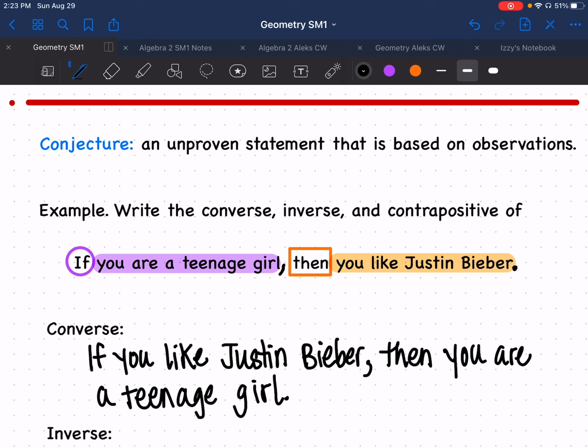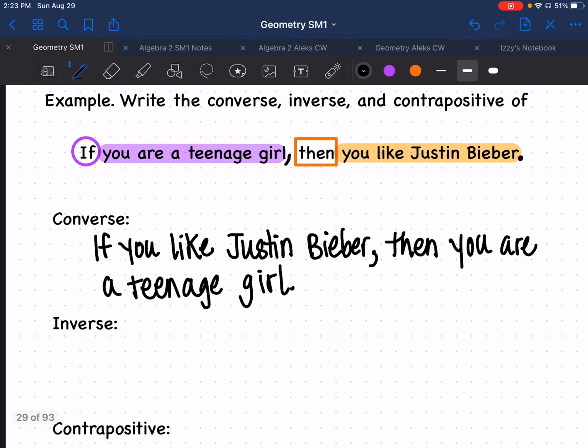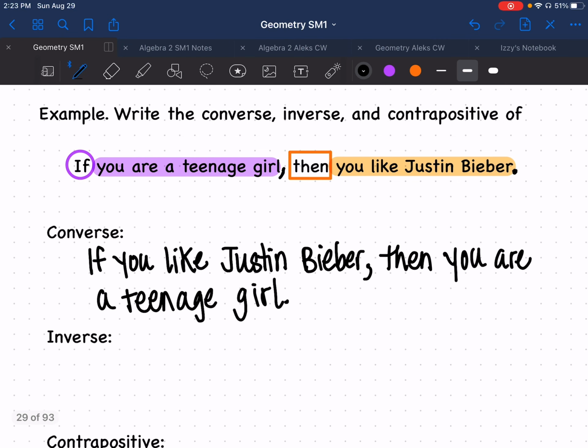There we go. Now we're actually going to come back and talk about this. Is this true? Is this false? Just keep that in mind. Okay. All right. The inverse. The inverse says that we are simply going to add the word not. We're simply going to add the word not.